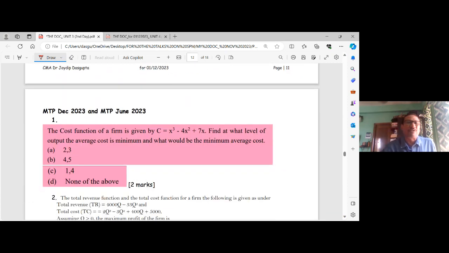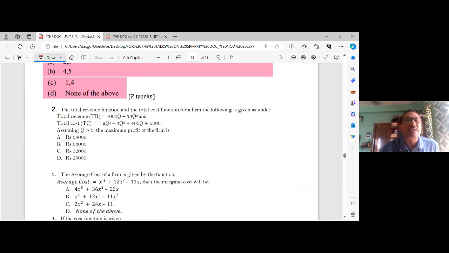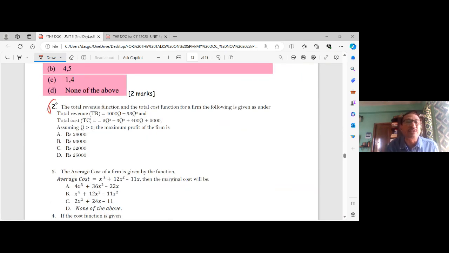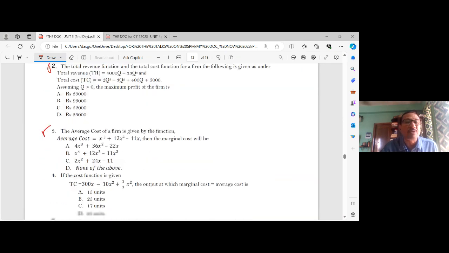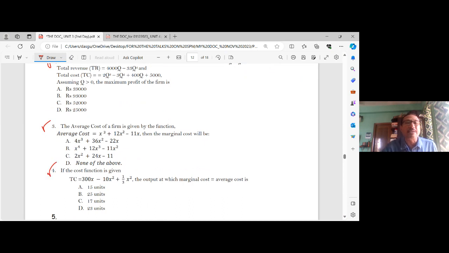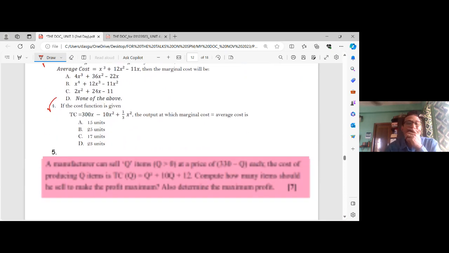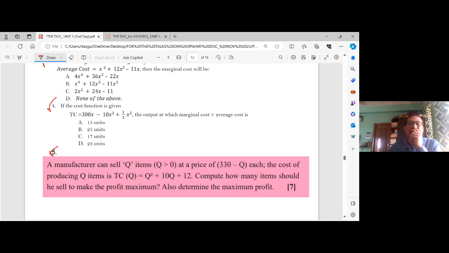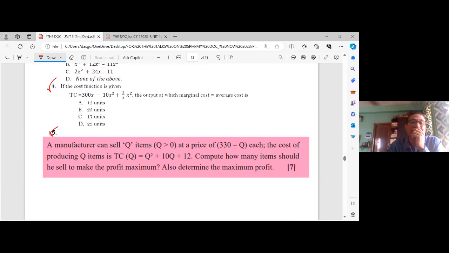Again, I have solved the sum for you, and this sum has also come, the cost function. This was in the study notes. The cost function again in the MTPs. This question was in the study notes, and did come in the examination, or maybe here.